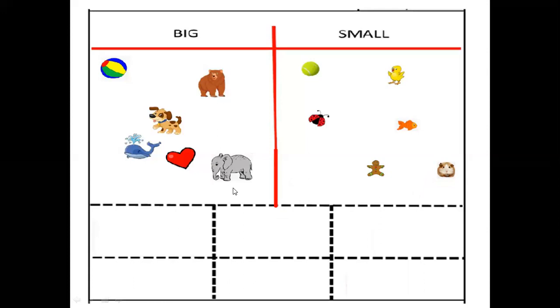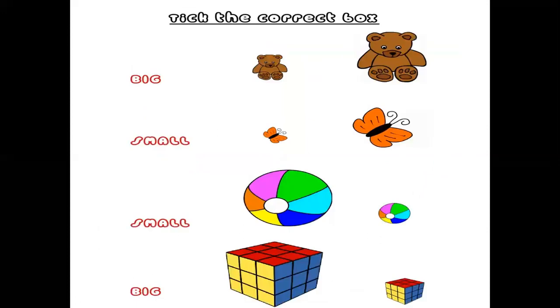Well done. Very good. Okay. Now you have learned a little bit about big and small objects. So let's come with me to do more activity. Okay. Now there is another activity for you. What you will do, tick the correct box.